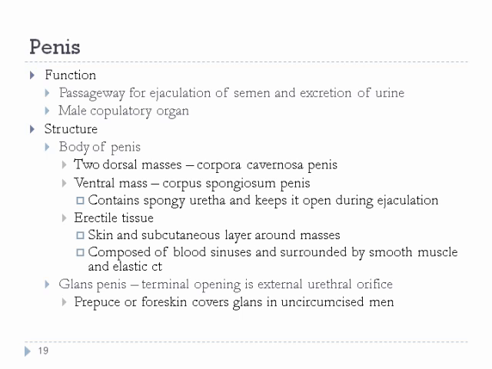The penis is the male copulatory organ. It's the passageway to eject semen and excrete urine from the body. We're going to see in a figure that there are some spongy areas. There's the corpus cavernosum and the corpus spongiosum. And these contain erectile tissue, which has a lot of blood sinuses.